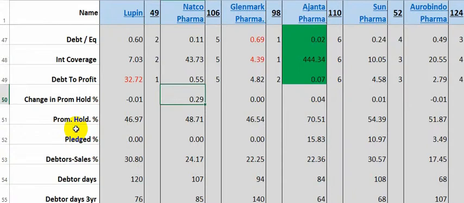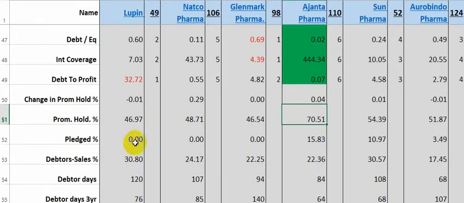Let us look at Lupin. Promoter holding currently is at 46%. Most of these companies are above 45%. And the highest is Ajanta Pharma, having 70% promoter shareholding.